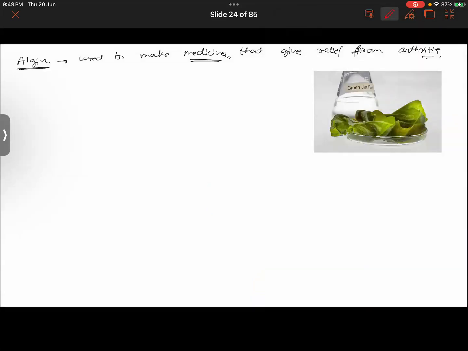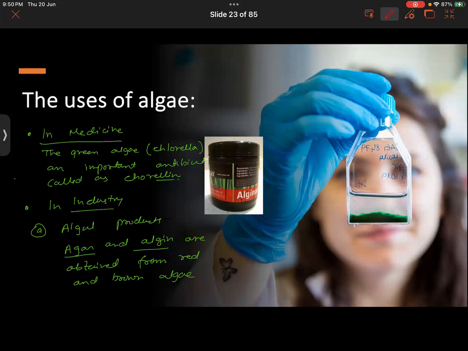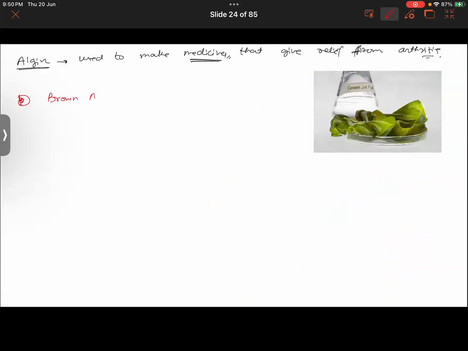Furthermore, a certain type of alga is a good source of iodine, sodium, and potassium. For example, brown alga. So you have certain types of alga like brown alga. Brown alga is a good source of sodium, potassium, and iodine.